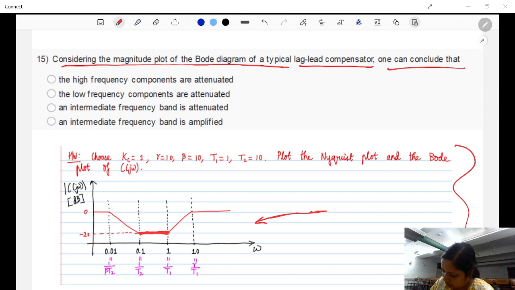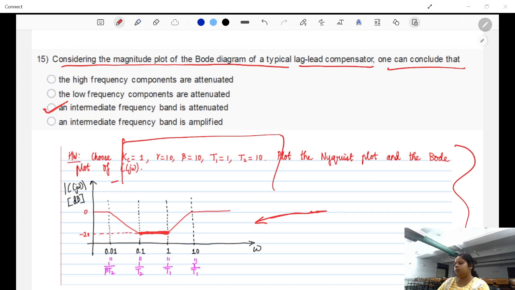Intermediate frequency band is attenuated. Okay, so I think you should draw the Bode plot corresponding to this transfer function and really see if you are getting this. This was already covered in the lecture as a part of homework, it was given to you. So please plot this, and when you plot, you'll find why the lead lag compensator helps us achieve both the objectives.